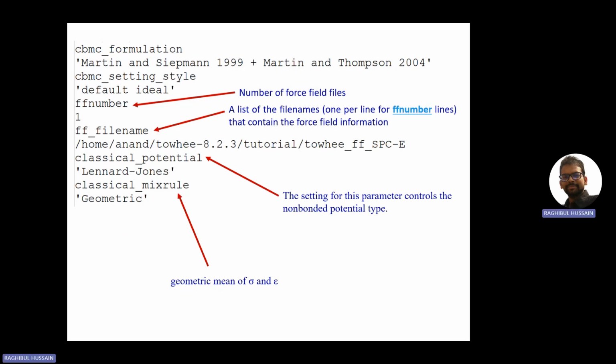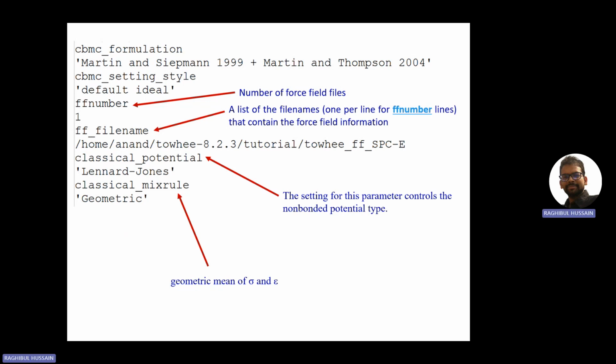Okay, so next is the FF number, force field files. How many force field files are required? In this case, we have only a water molecule, and we are going to make one force field file for the water molecule. Right now, let's say you have 10 molecules. So you have two options. You make one force field file and put all the information in that file, or you make 10 different files, one for each one.